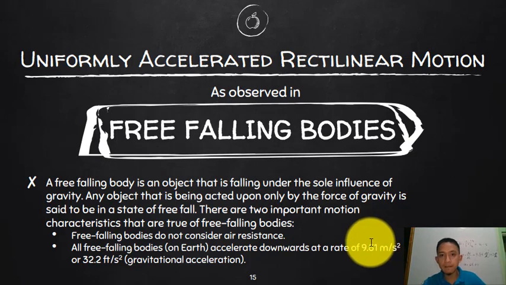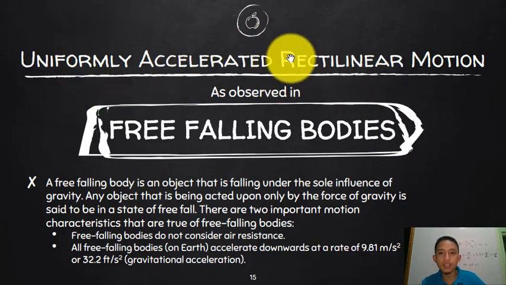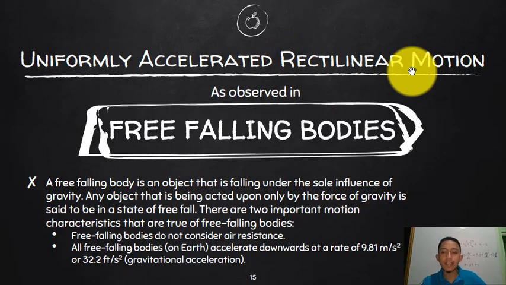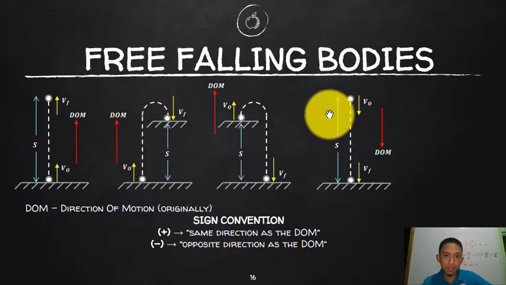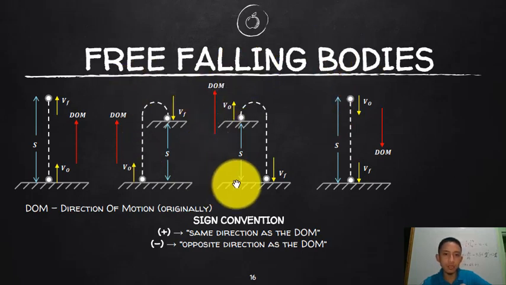Okay, so that is an example of uniformly accelerated rectilinear motion. Actually, you can also have a horizontal movement, let's say of a car with constant acceleration. That is still uniformly accelerated rectilinear motion. But since free falling bodies is the common topic here in uniformly accelerated rectilinear motion, let's discuss this one first. Okay, so here are your free falling bodies situations.